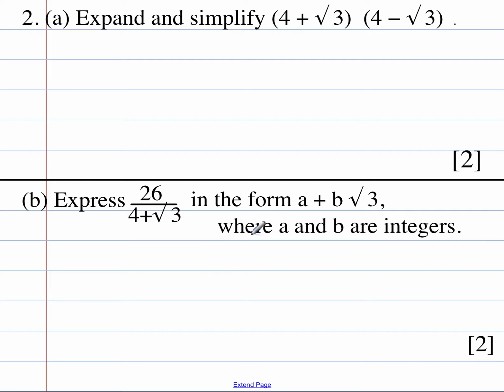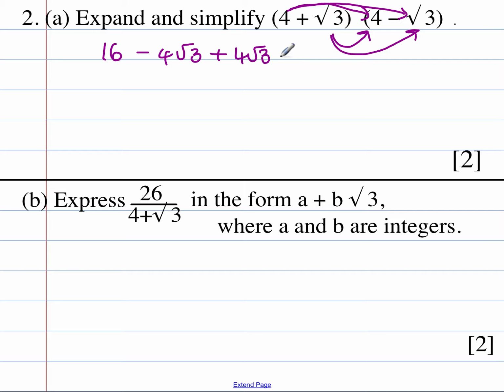Okay, let's move on to question 2. You need to expand and simplify the following. So we're going to use FOIL again. Firstly, 4 times 4 is 16. Then I'm going to do 4 times negative root 3, which is a negative 4 root 3. Then root 3 is going to times by 4, which is a positive 4 root 3. And then root 3 times negative root 3 is negative 3.